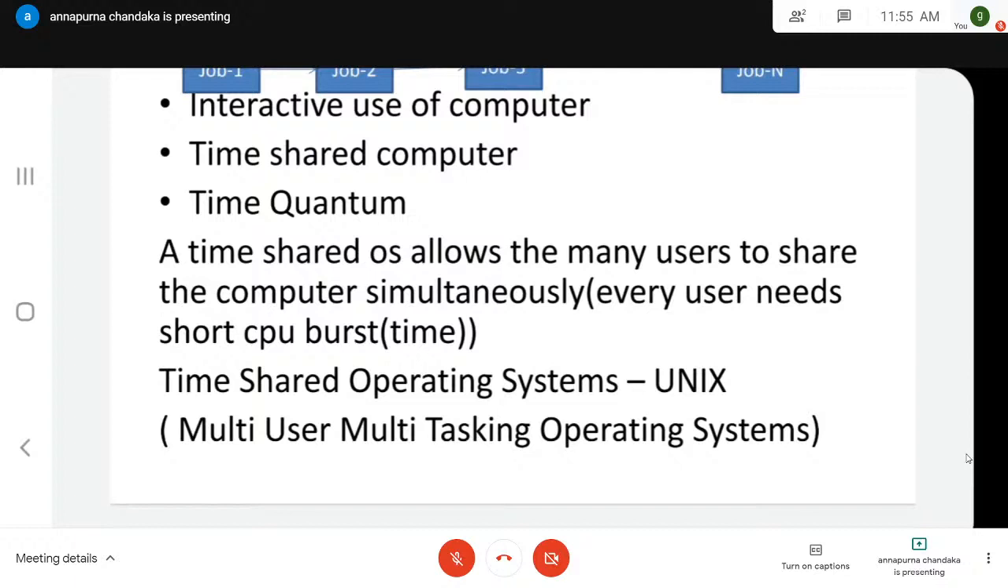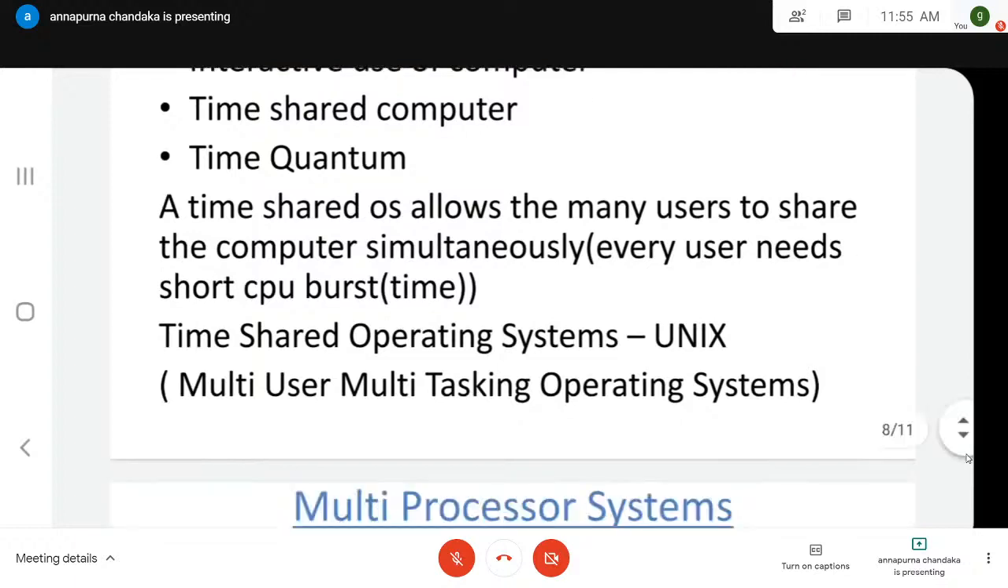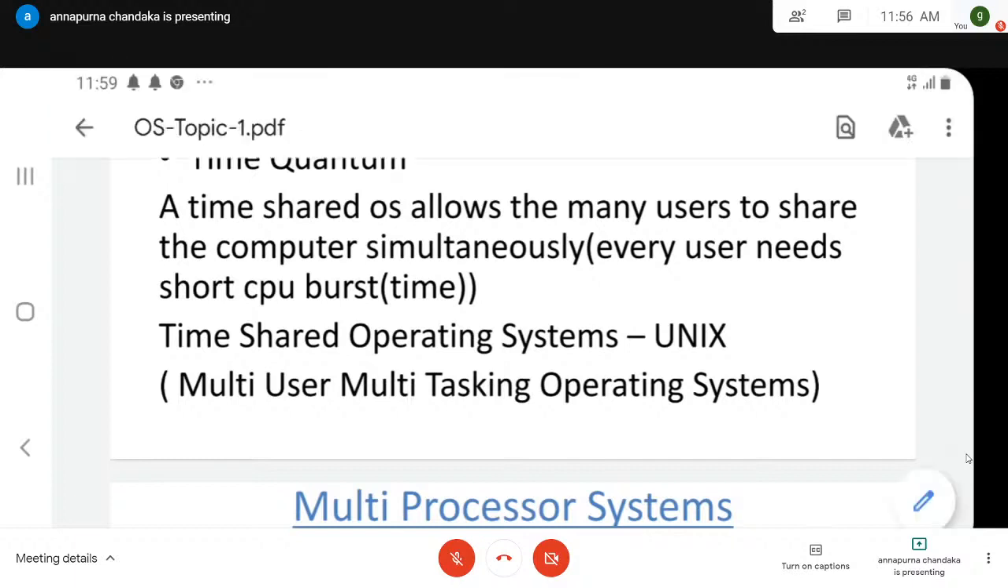And coming to the last one for discussion, the multi-user multitasking operating system. Multiple users can sit on a single CPU and operate multiple tasks at the same time. You can do multiple operations at the same time. The best one is the Unix operating system. Unix is a multi-user multitasking operating system.